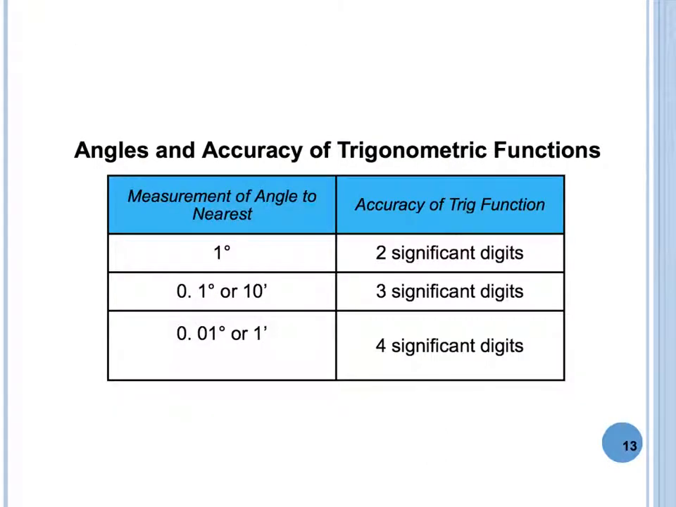So this chart helps give us some idea as to how many decimal places we need to have when we have a degree or a decimal to the nearest second or to the nearest minute, to help us tell how many decimals we need to have in our answer.